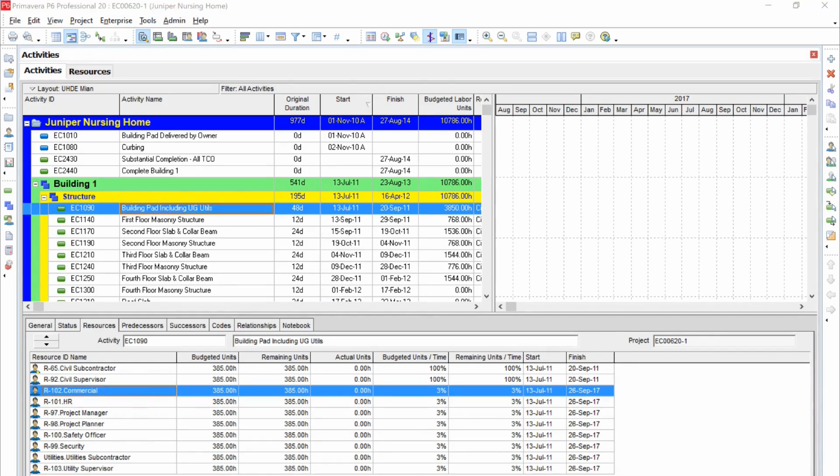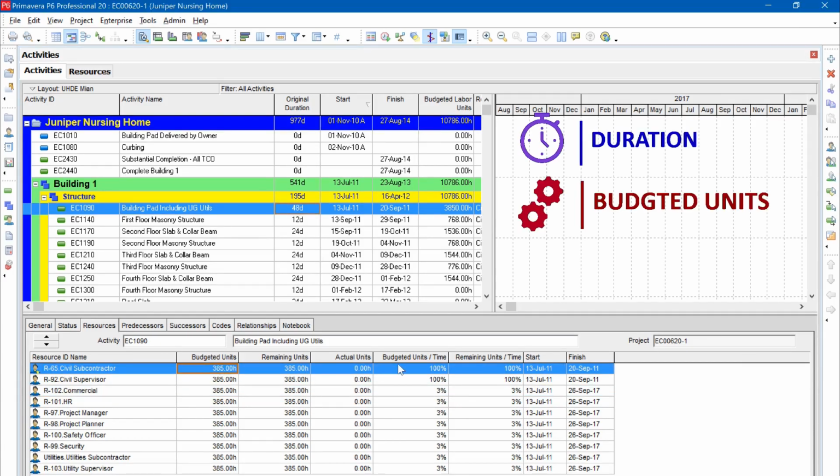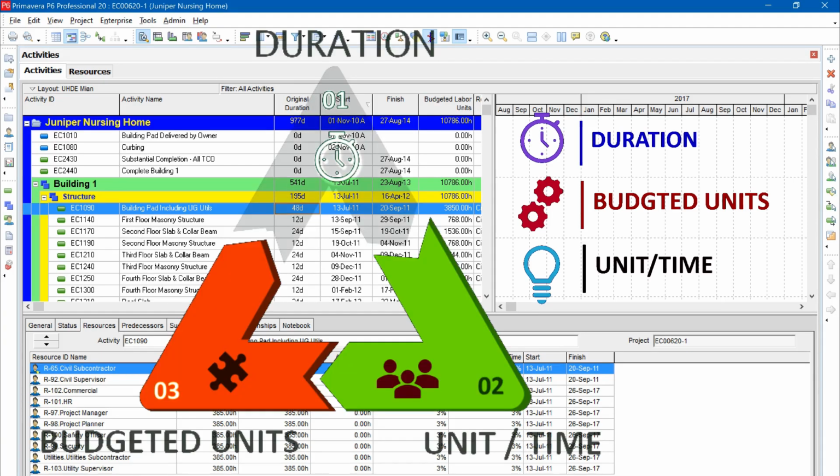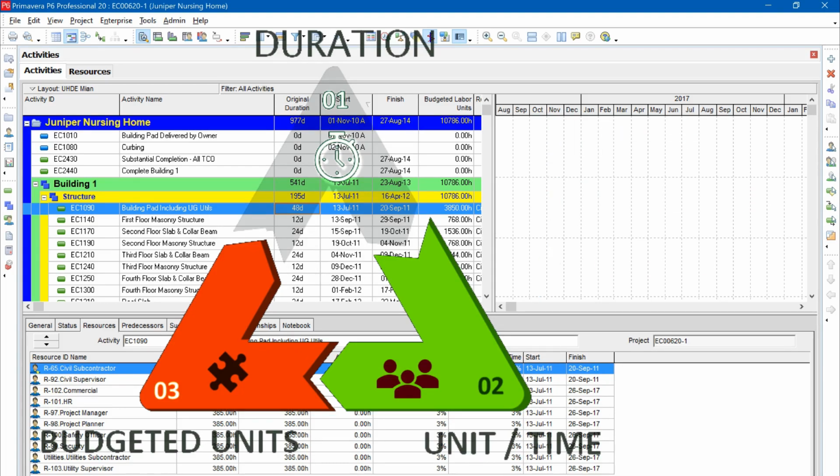Resource loading is far more complicated than assigning a few names or a few resources to the activities. You should be able to have full control over duration, budgeted units, and units per time. Without having full control over these variables, your resource loading most likely will be wrong. And budgeted units have to be calculated based on the quantities, based on the level of effort and the amount of work that the activity scope of work carries.